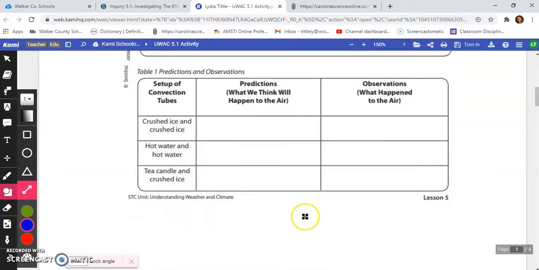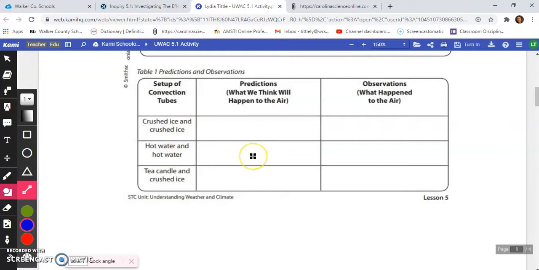Okay, before we collect our data, we have our data table. Instead of doing a hypothesis on this lab, you're going to be making your predictions right here. So before we begin, you need to make a prediction about what you think will happen to the air when we have crushed ice in both convection tubes. So make your prediction here before you actually see the experiment.